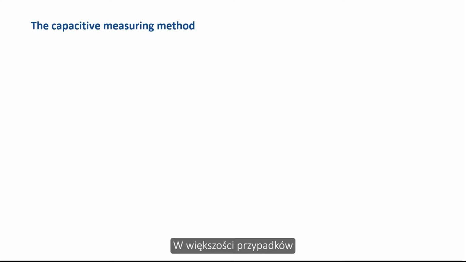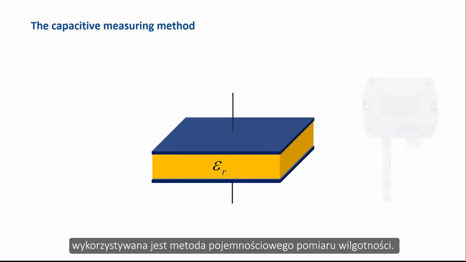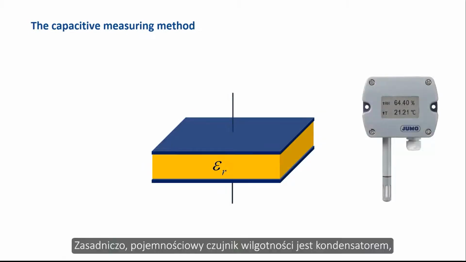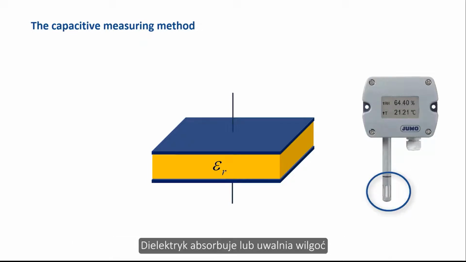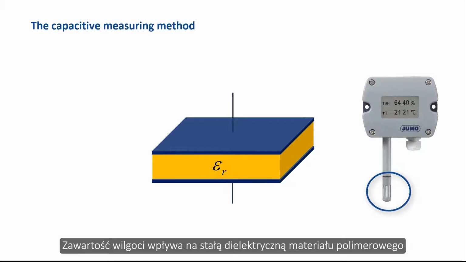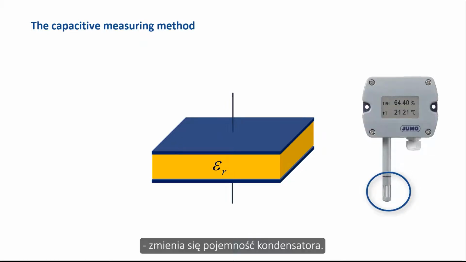In most cases, the capacitive humidity measurement method is used. In principle, a capacitive humidity sensor is a capacitor whose dielectric consists of a hygroscopic polymer layer. The dielectric absorbs or releases moisture according to the humidity of the ambient air until a state of equilibrium is reached. The moisture content influences the dielectric constant of the polymer material. The capacitance of the capacitor changes.